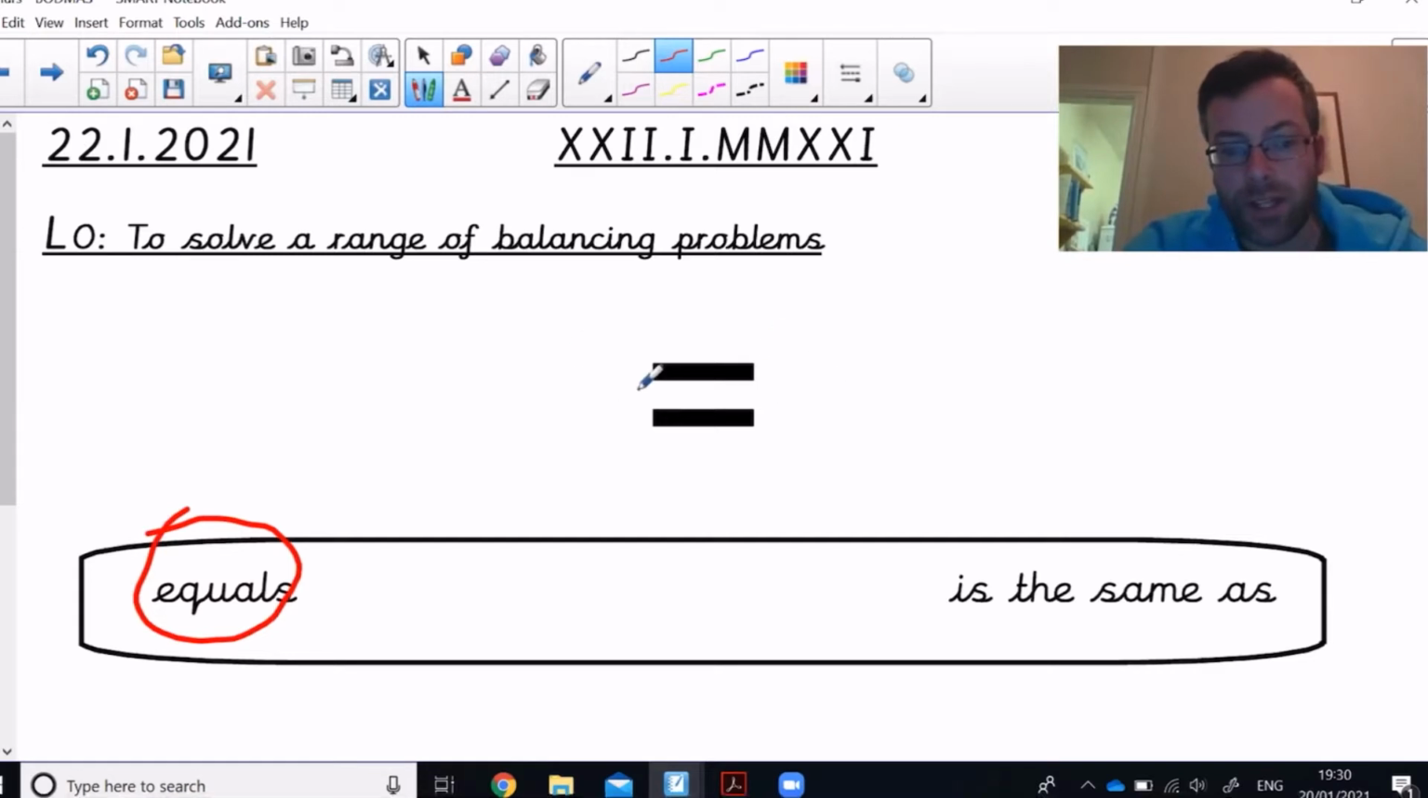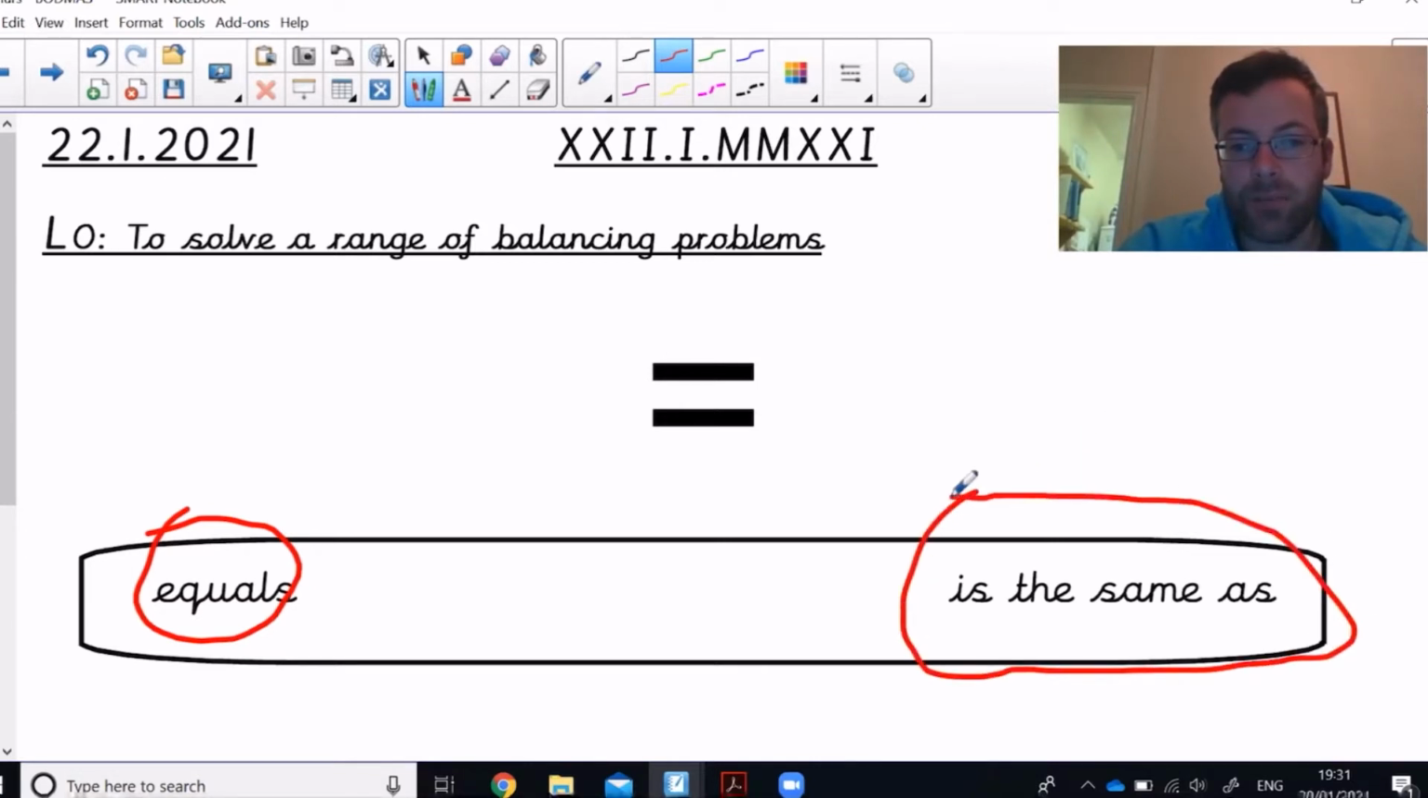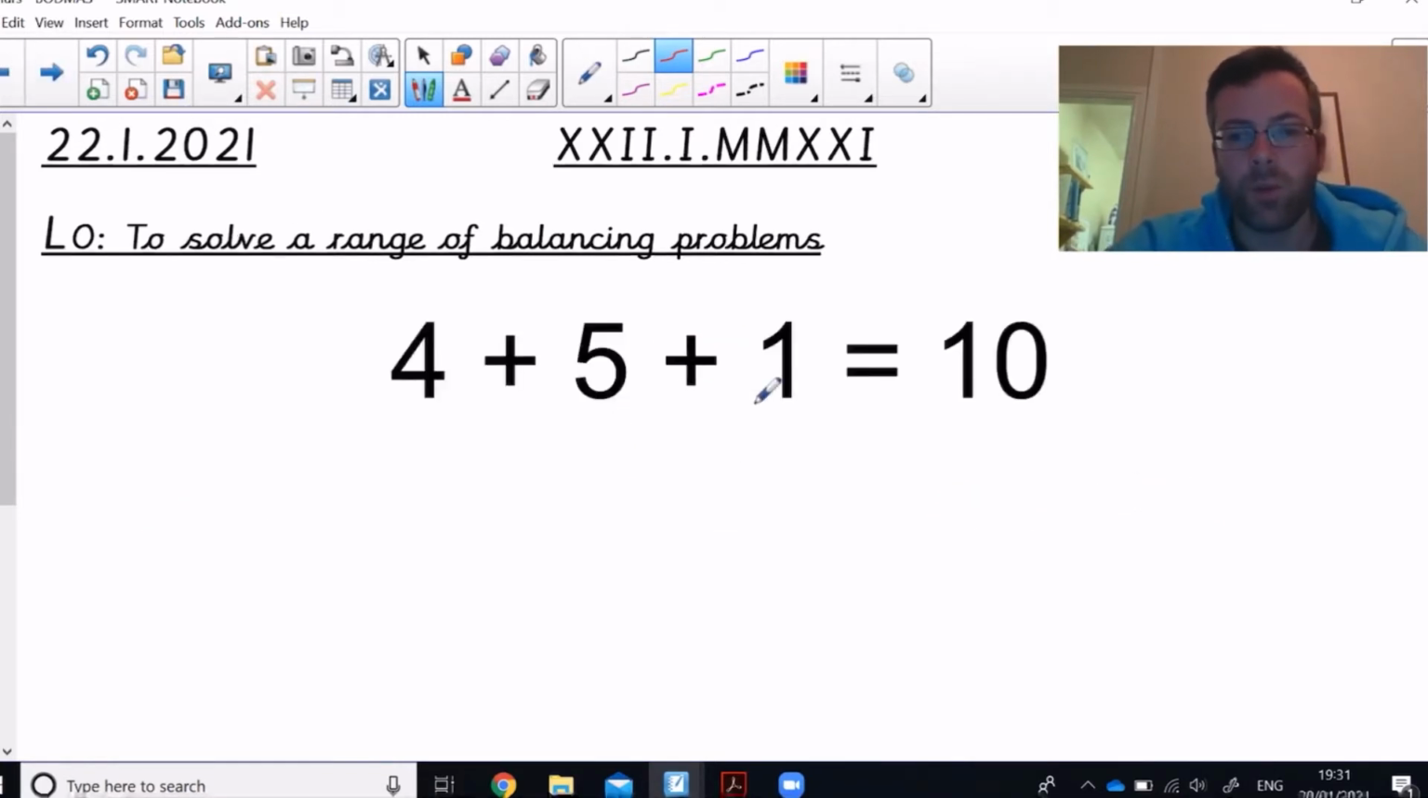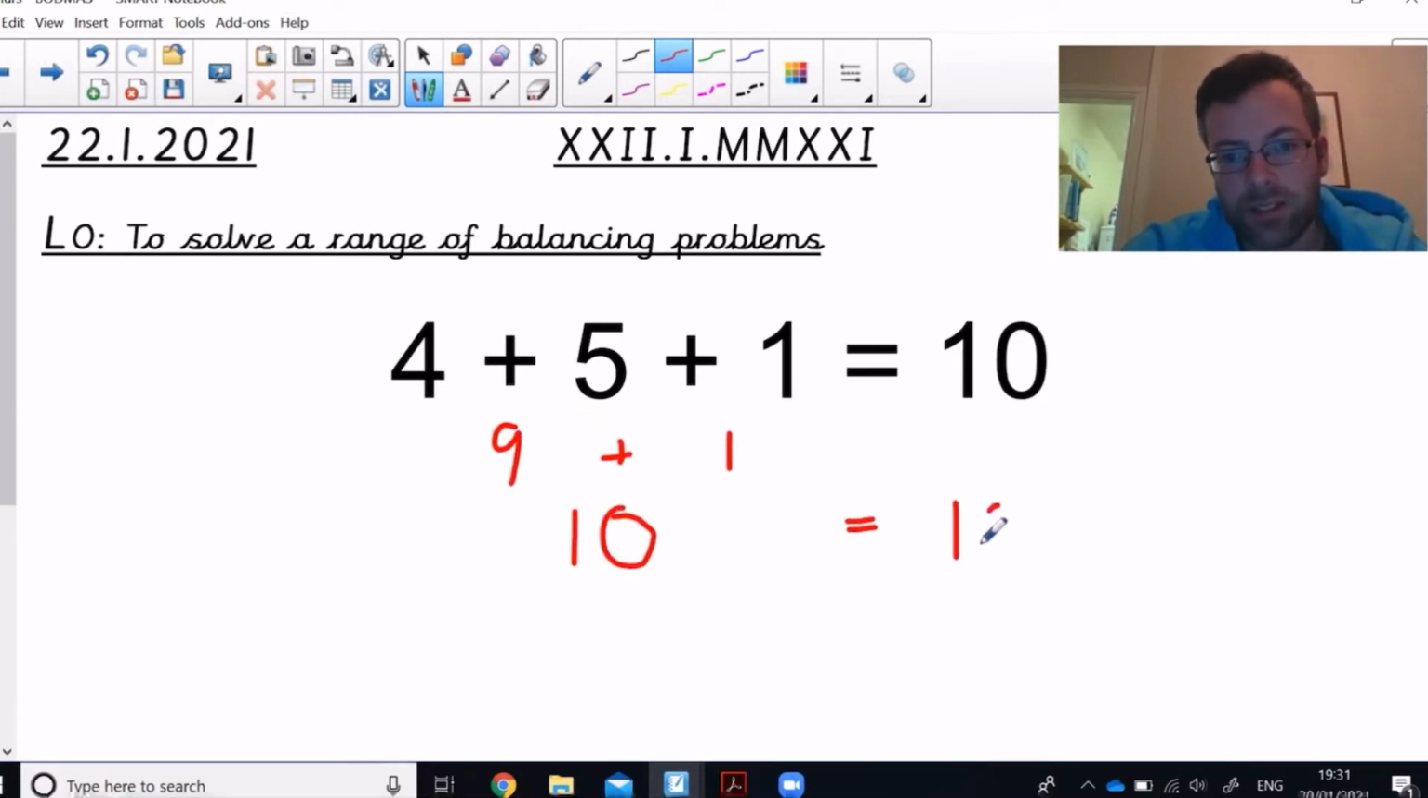So we often use the word equals, but today, and actually it's not a bad habit to get into at all, I want you to think about it meaning is the same as, okay? So when you see this sign today, I want you to think of is the same as. So when we're looking at this, is this statement true? Is 4 add 5 add 1 the same as 10? Well, yeah, 4 add 5 is 9, add 1. 9 add 1 is 10. So this side is 10, and this side is 10 because 10 is the same as 10, and 4 add 5 add 1 is the same as 10. They are balanced.